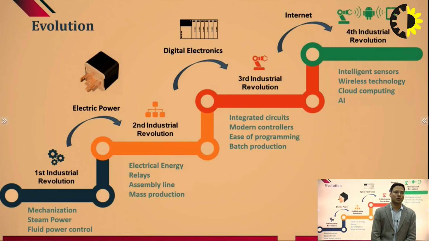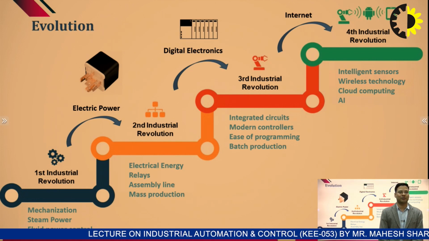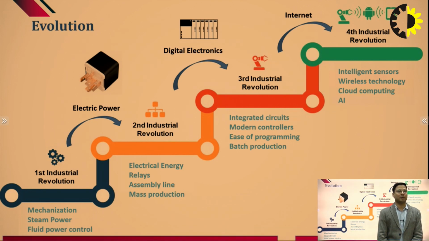So when we talk about evolution, we are not only talking about the revolution, but the revolution has always been led by the development of technology and its integration with a particular device. We say that mechanization was done with the help of steam power. Then with the invention of electrical power, there were some smart components which led to correct implementation. We say relays were developed at that time in association with electrical motors. Then in the third industrial revolution, digital electronics took place.